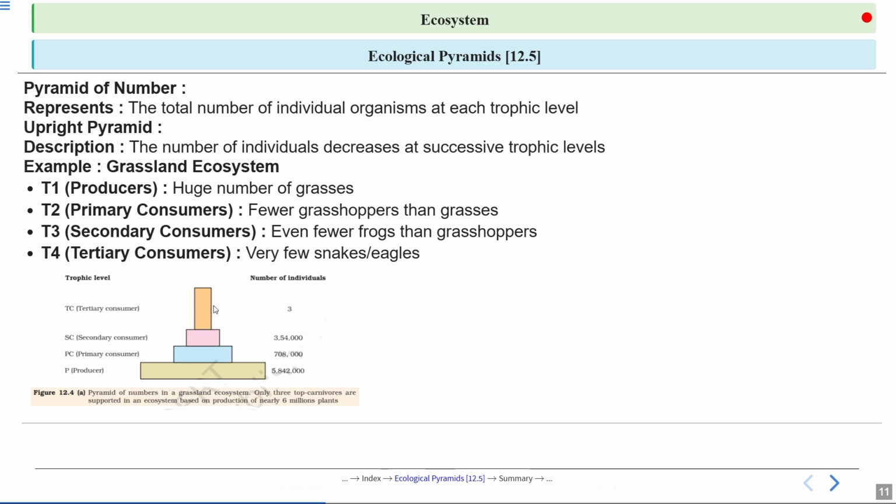Now, the number of secondary consumers is less as compared to primary consumers, and at the apex, you can see the number of tertiary consumers, they are minimum, as compared to the other trophic levels. So that's why the pyramid is upright.